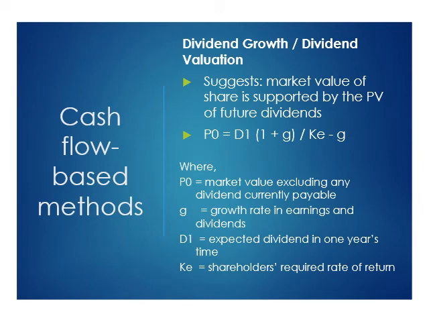Another cash flow-based method is dividend growth or dividend valuation. This method suggests that the market value of share is supported by the present value of future dividends. That is, the more dividends anticipated in the future, the higher the market will value the shares of that company. Thus, the formula given, where P0 is the market value excluding any dividend currently payable, G is the growth rate in earnings and dividend, D1 is the expected dividends in 1 year's time, and KE is the shareholders' required rate of return or the required return to equity.